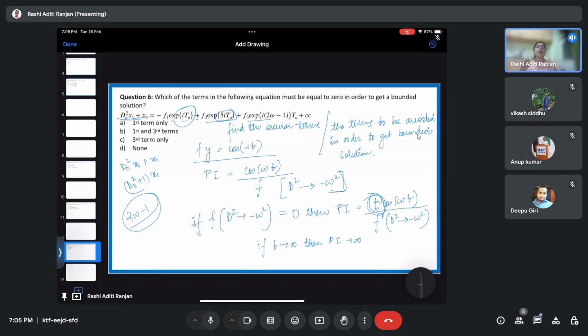So there could be a conditional state wherein my omega is equal to 1, and in that case my 2 omega minus 1 will be equal to 0, and hence this will become a secular term and make the system go unbounded. When I'm saying make the system go unbounded, what I actually mean is that in the analytical solution, not physically. In the analytical solution form, it will make the system go unbounded.